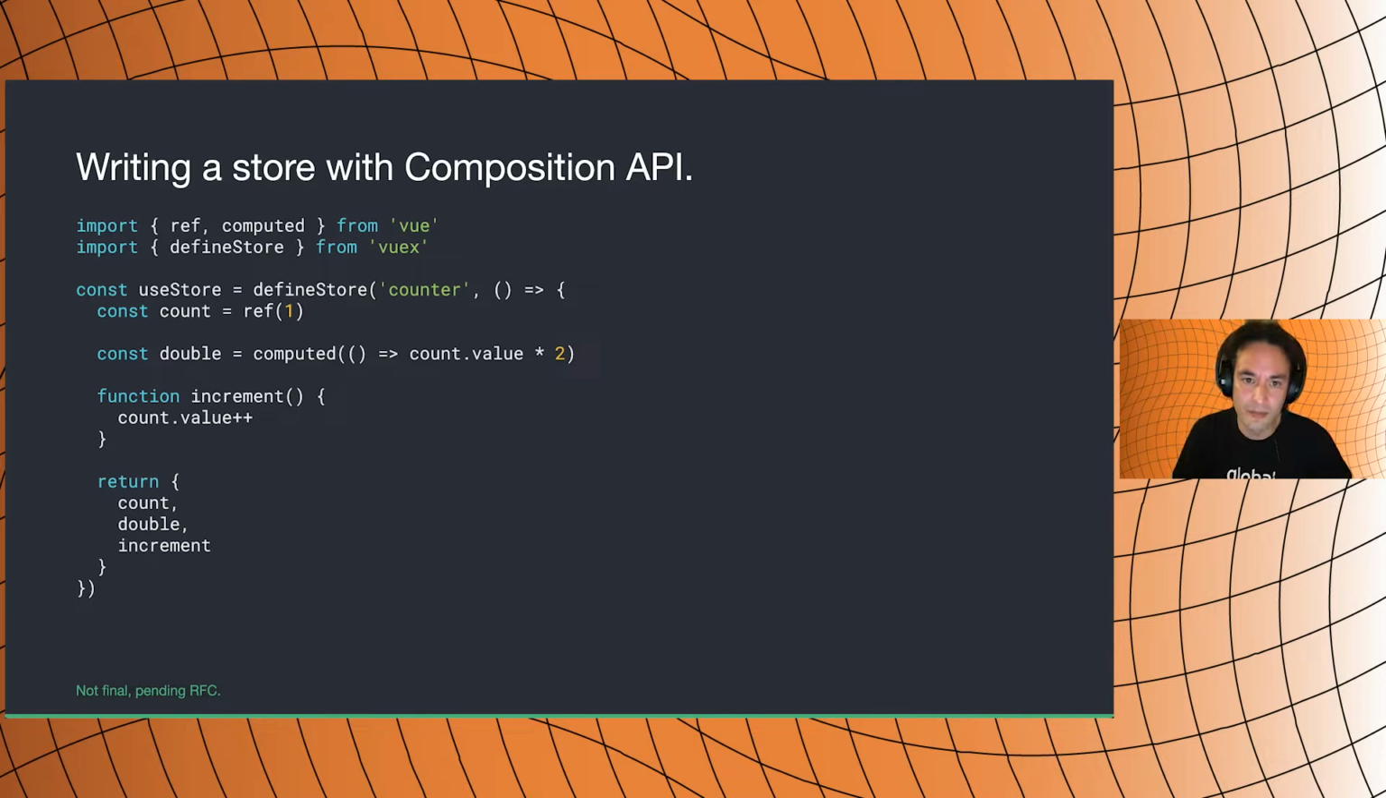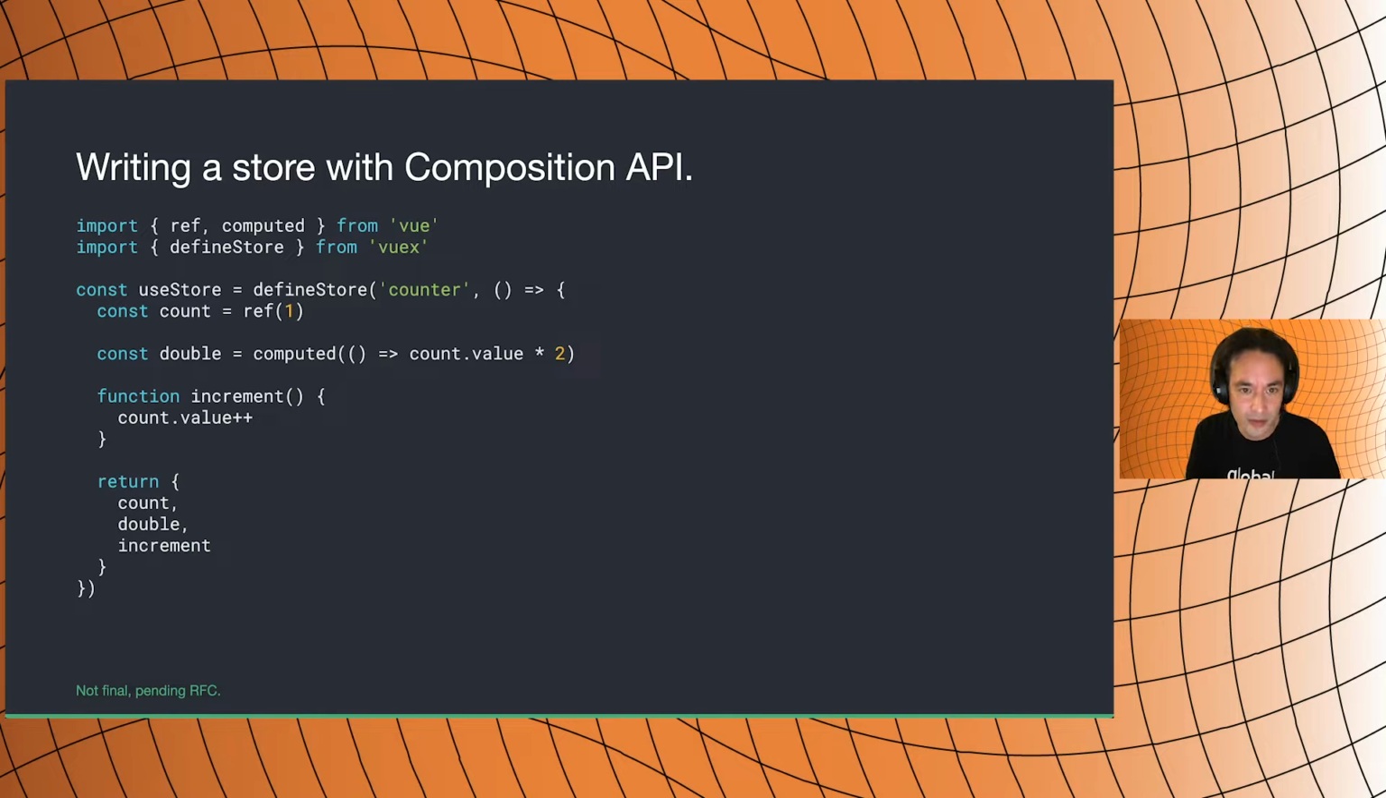It looks like this. We use the same define store function to define a store, but instead of passing in the object, we first pass the key of the store, and then we pass a callback function. This function behaves exactly the same as Vue's composition functions. You can use all of Vue's reactivity stuff inside here. We don't have any predefined state or getters or actions.